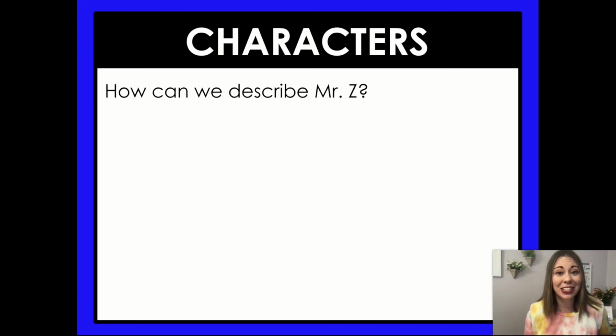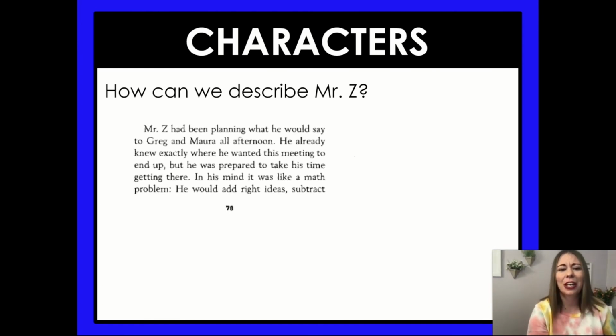So today we're really going to think about these characters in our stories, and we're going to think about Mr. Z. So let's think, how can we describe Mr. Z? So here we have a small paragraph. It says he had been planning what he would say to Greg and Mara all afternoon. He already knew exactly what he wanted this meeting to end up, but he was prepared to take his time getting there. In his mind, it was like a math problem. He would add the right ideas and subtract and so on.